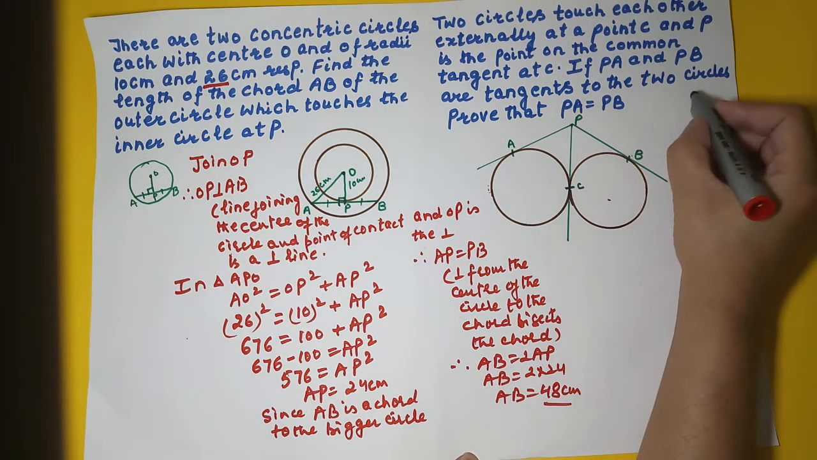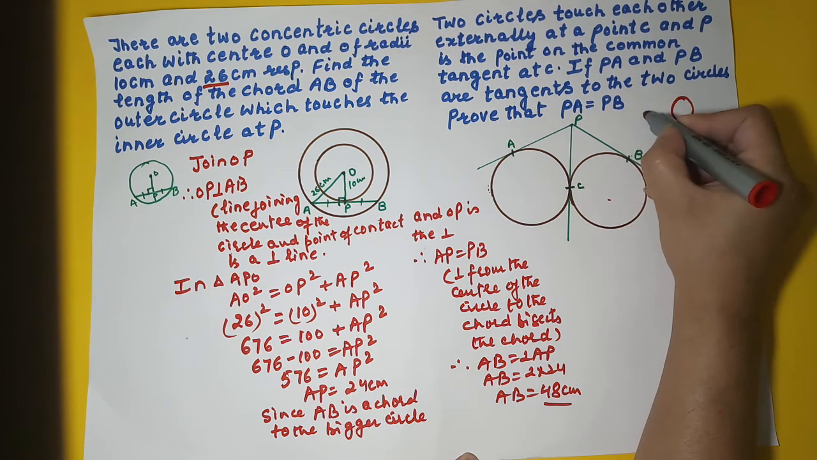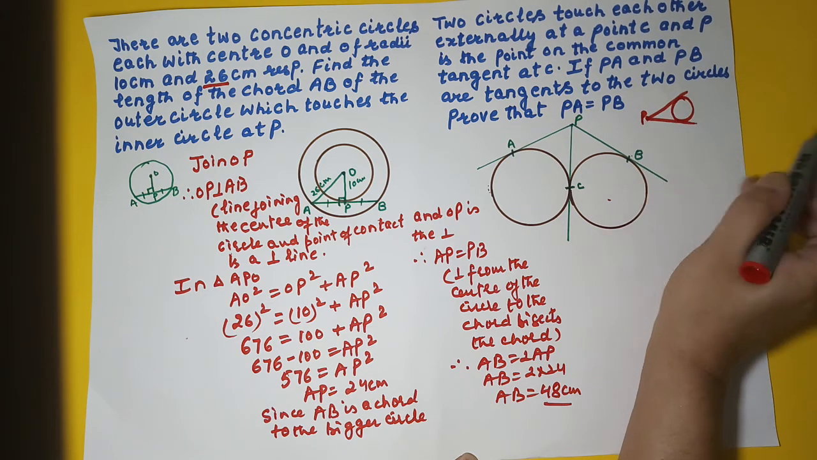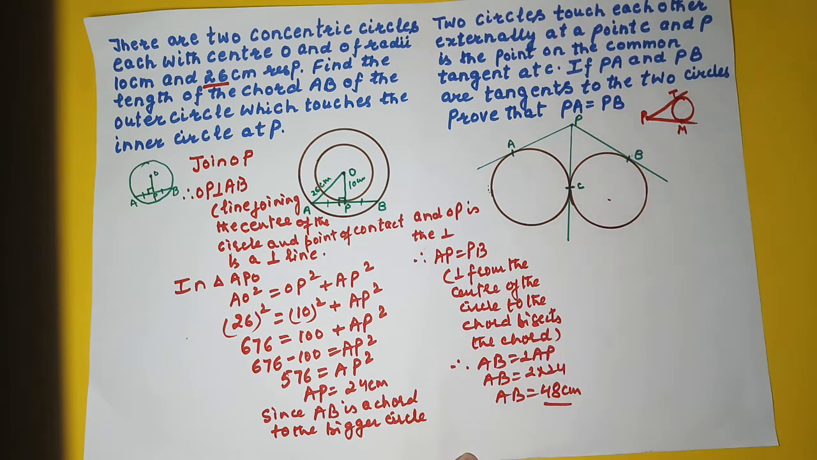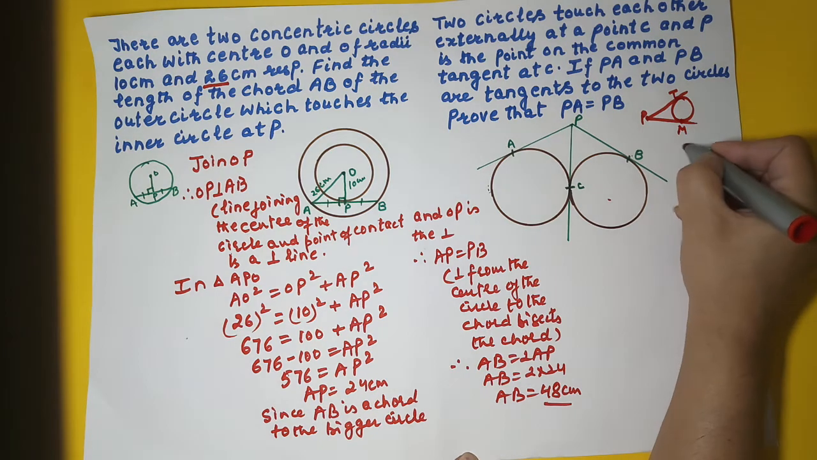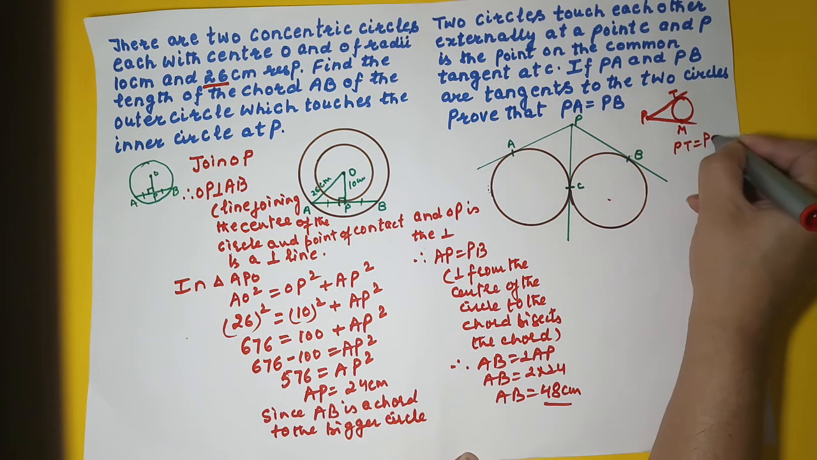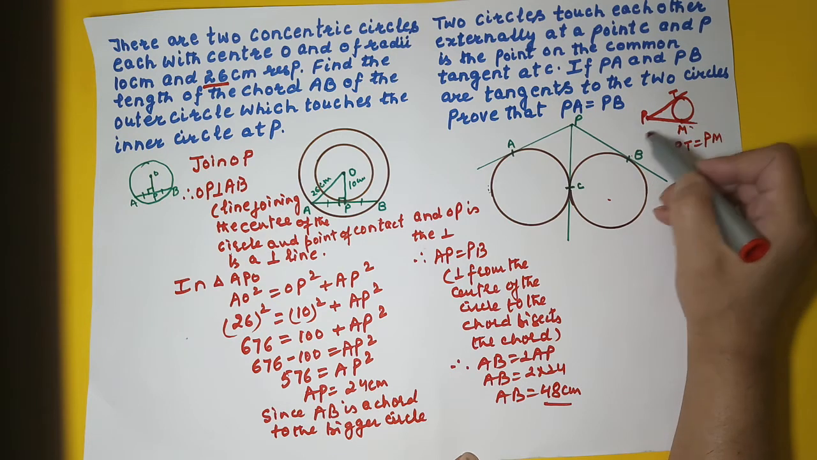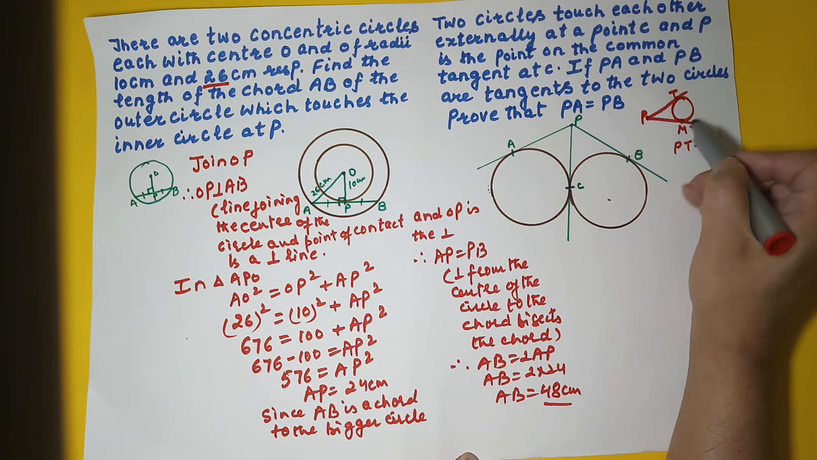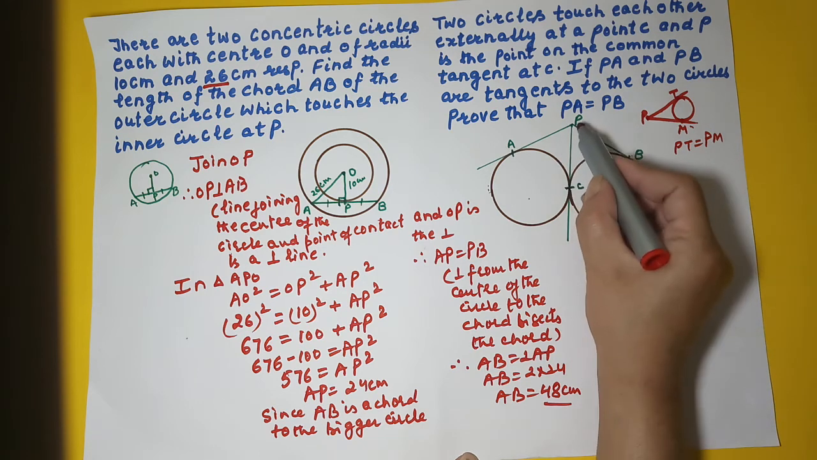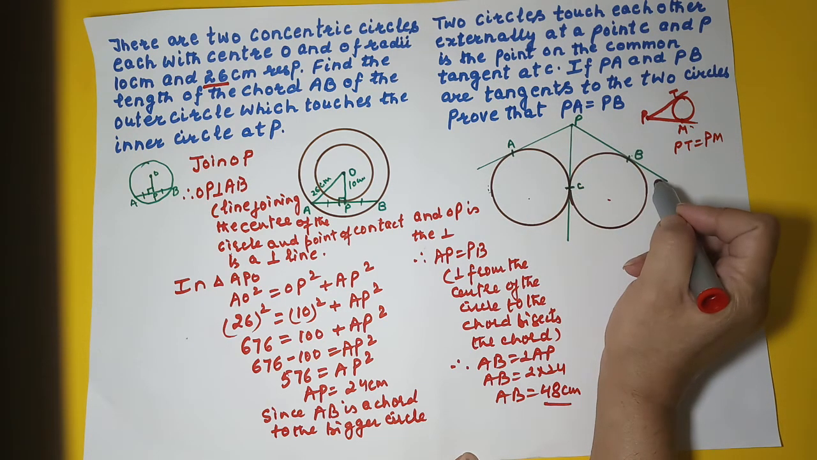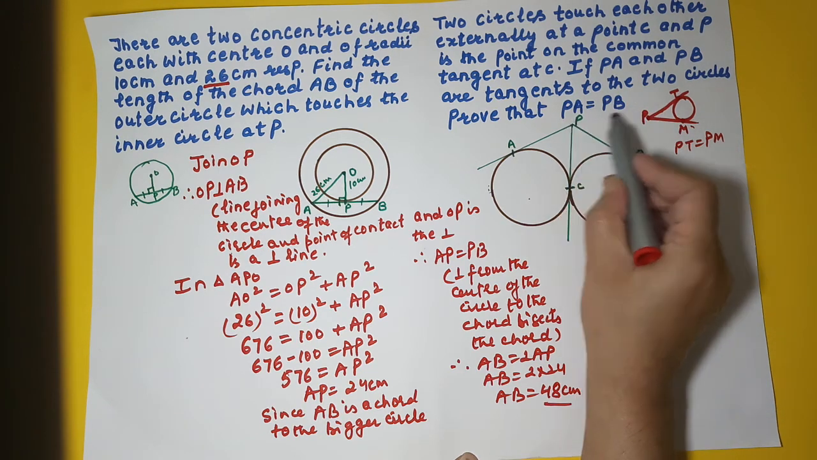Now, if you remember the theorem that if you are dropping a tangent from an external point to the same circle, then if this is PT and this is PM, this is the point of contact, this is also the point of contact, then we did that PT equal to PM. We understood that the lengths of the tangents drawn from the external point are same, but that applies to the same circle, right? Here we have these two different circles. We can't directly say that PA is equal to PB, right? So how do we prove that PA equal to PB?